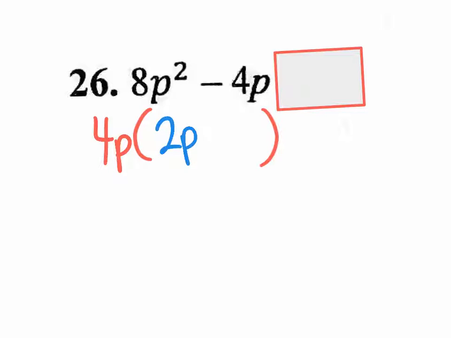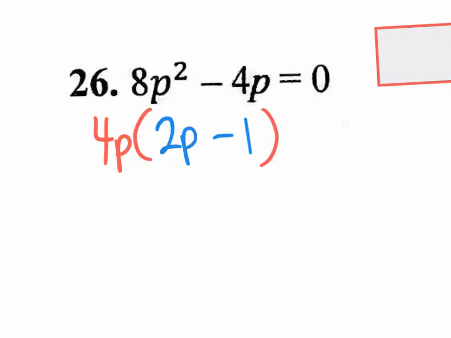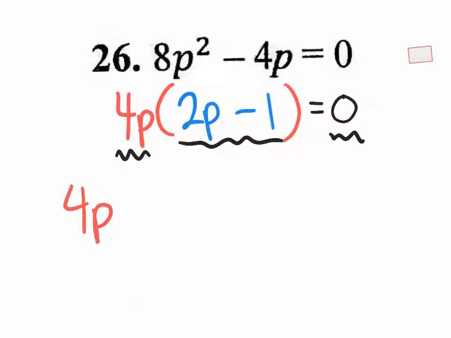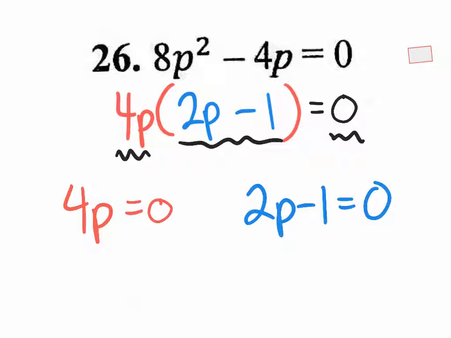2p minus 1. And now let's remember that this is an equation that said equals 0. So I'm going to bring down that equals 0. Now we truly do have something times something equaling 0. So we're going to split them now. The first something, 4p, could be equal to 0. And the second something, 2p minus 1, could also be equal to 0. So we solve both of these.